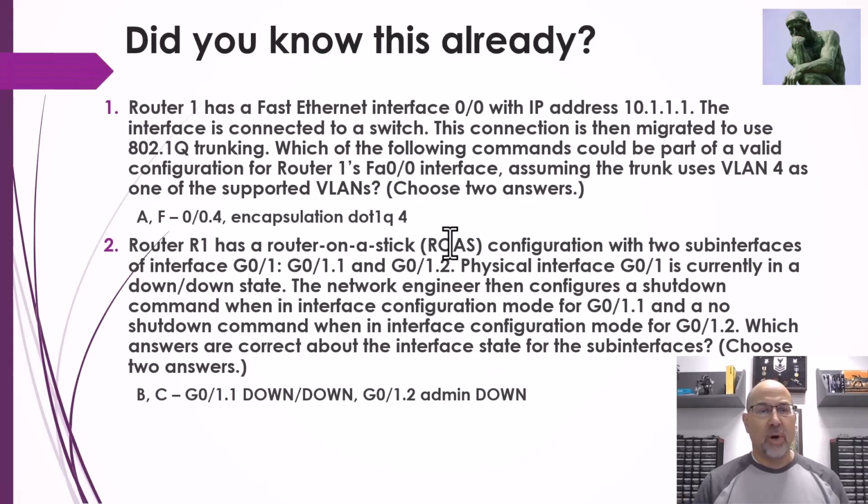All right, the do I know this already questions. Question number 1: router 1 has a Fast Ethernet interface 0/0 with an IP address of 10.1.1.1. The interface is connected to a switch. Okay, I get that so far. This connection is then migrated to use trunking. Which of the following commands could be part of a valid configuration for router 1's F0/0 interface, assuming the trunk uses VLAN 4 as one of the supported VLANs?